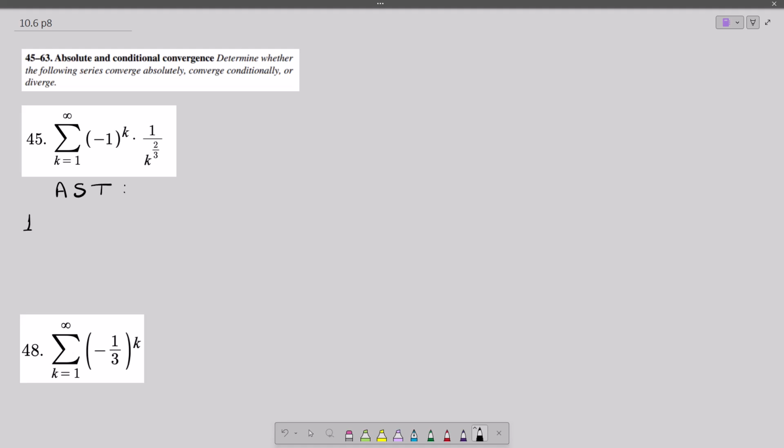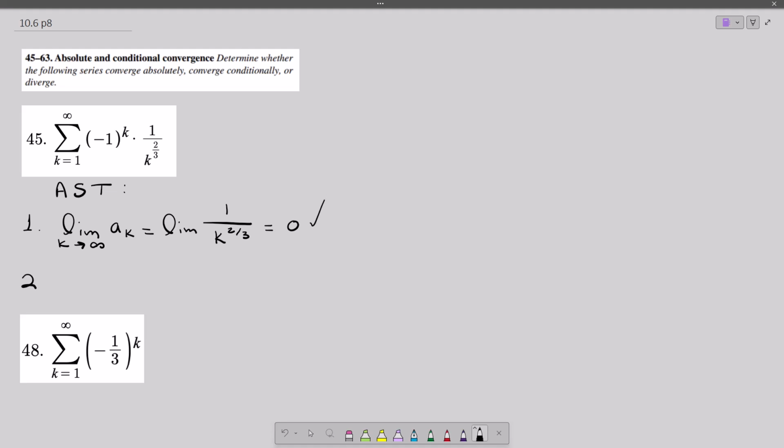We have two pieces. We take the limit of a sub k as k goes to infinity. So that's the limit of 1 over k to the 2/3. The minus sign has nothing to do with a sub k. The minus sign is separate. A sub k is positive. And this limit is 0. So that checks.